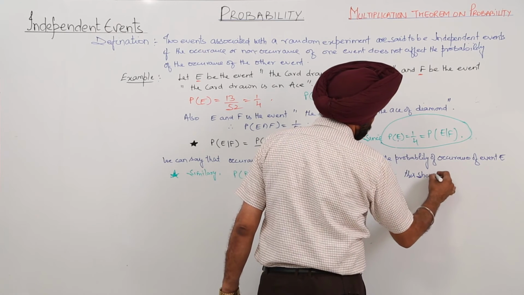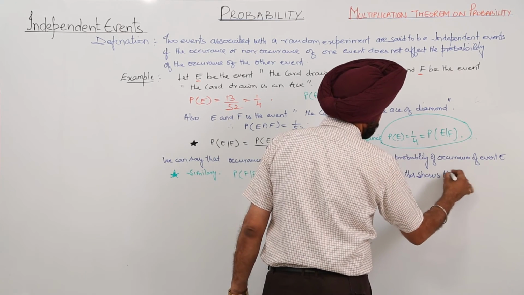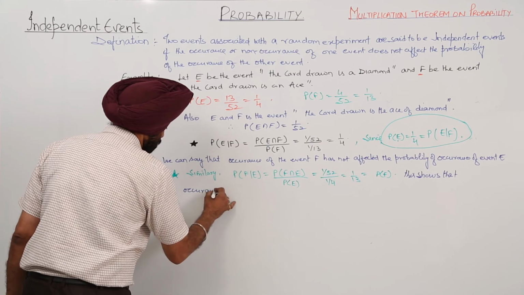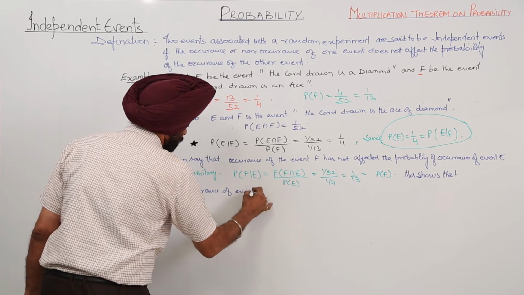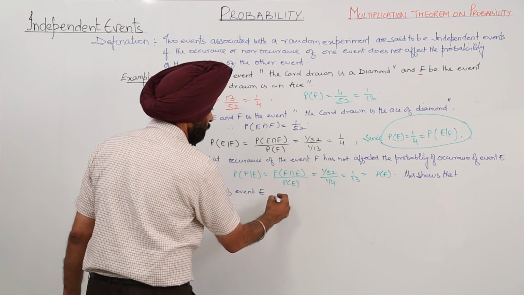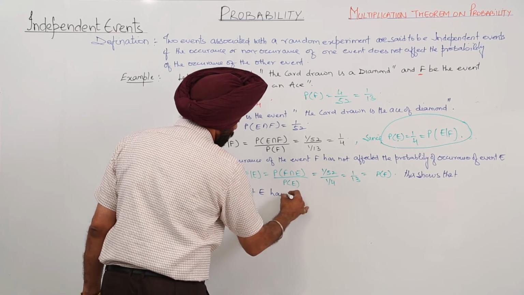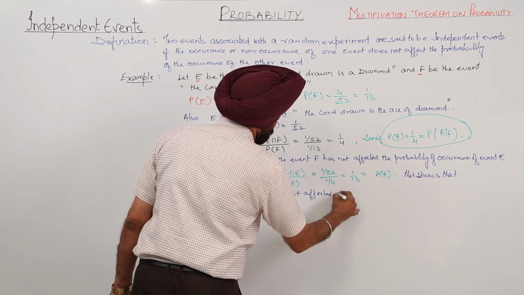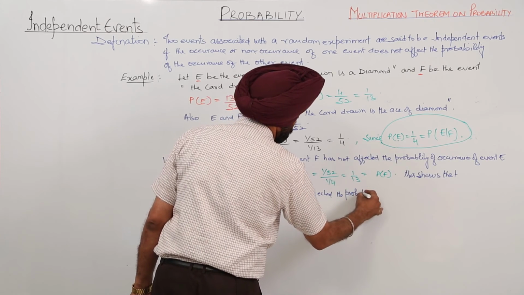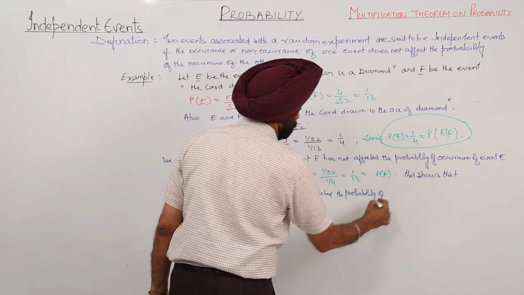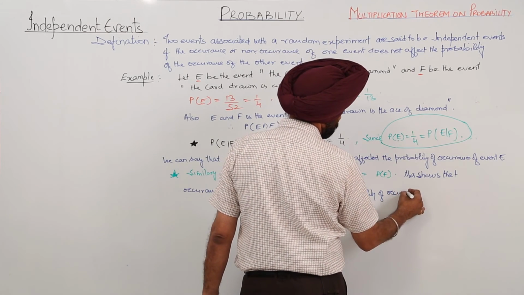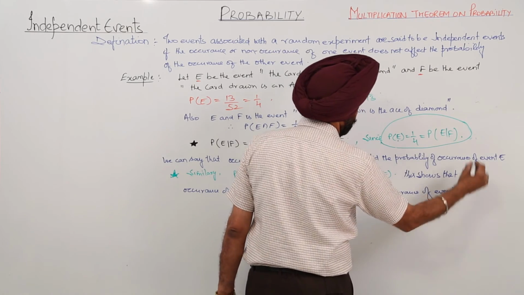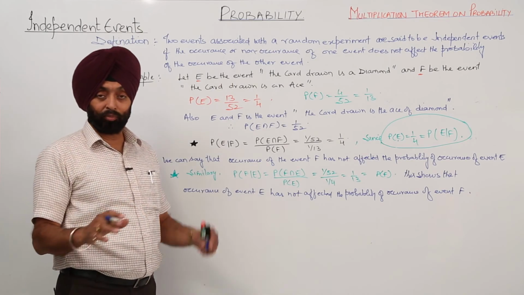So this shows that the occurrence of event E has not affected the probability of occurrence of event F. Is it clear? This is a very nice example and everything is clear.